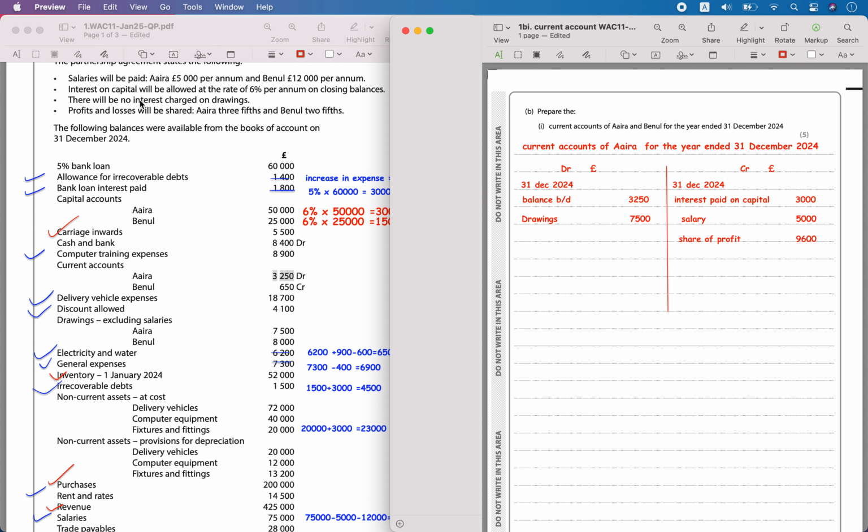If you had interest on drawings, you would have to put it, but there was no interest charged on drawings, so it is not there. And then you have to again remove the salary given. Salary paid to Aaria, it was 5000. And then you have to balance.